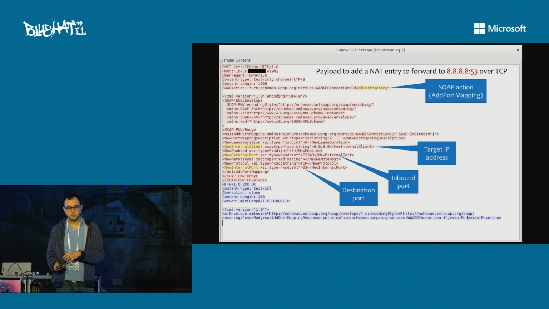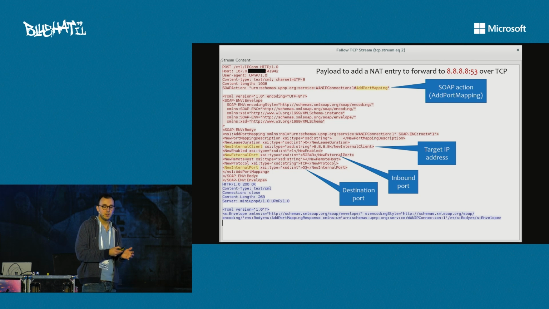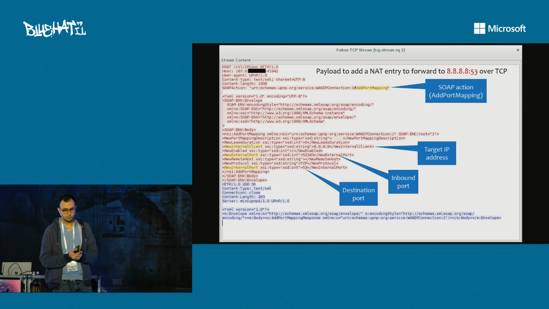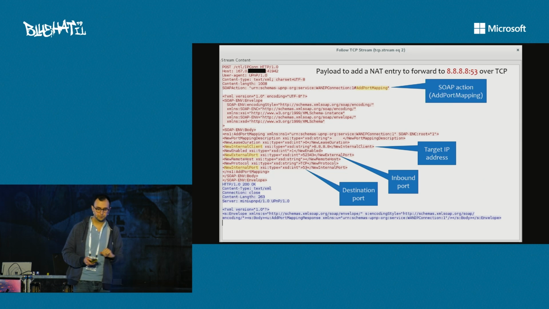And I like my packets to be as close as possible to the legitimate one, but you can do a much smaller payload. So you have the SOAP action header, and you just ask for the AddPortMapping function, and then the interesting parameters are new internal client, which you can specify your target IP address, the inbound port, which can be a random port you choose, and destination port where you want to go.